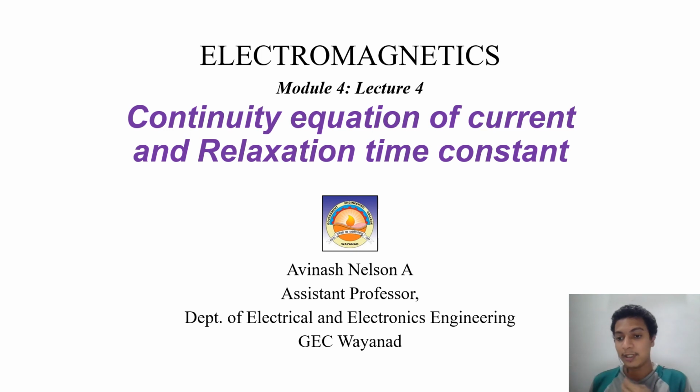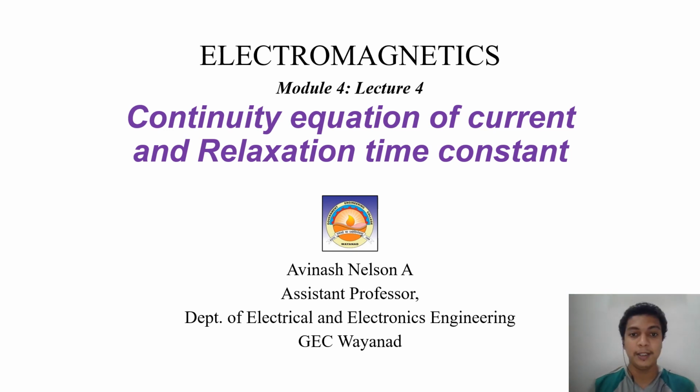This is our fourth lecture in electromagnetics, fourth module. In the first two, three lectures, we discussed conductors, their classification and polarization. Now let us get into the continuity equation of current and what is meant by relaxation time constant. These are the two concepts we are going to engage in this lecture.